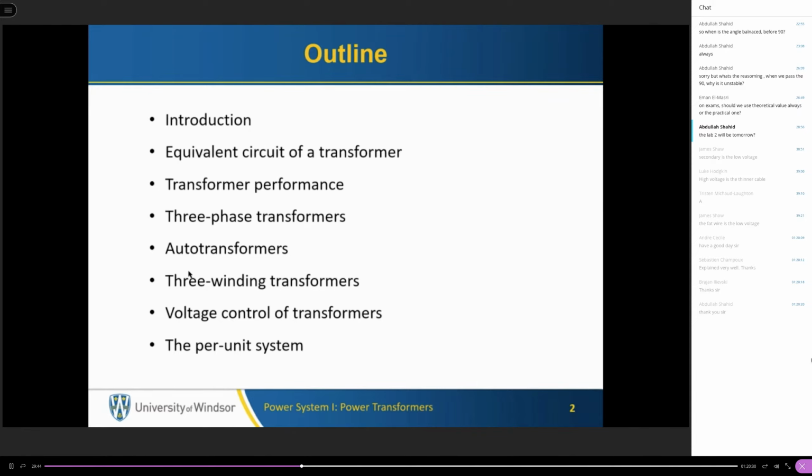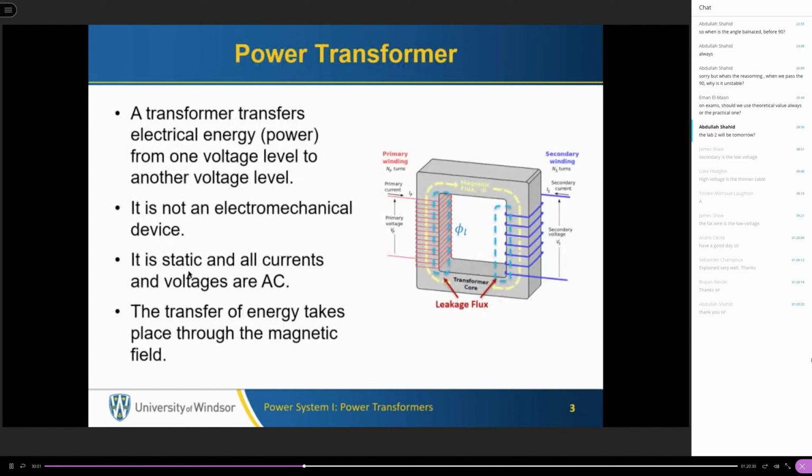The GA is here. Also, I'm available if you have questions about the project. So the main idea of this project is to understand how regulating transformers affect the performance of power systems. Okay, so let's begin today's lecture.